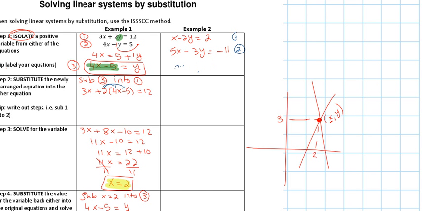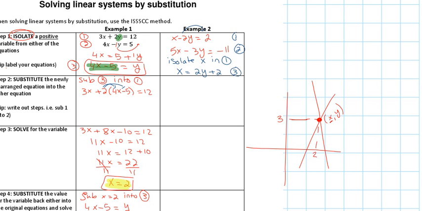Okay, so I want to isolate for x in equation 1. So what do I do to isolate for that? If I want to leave x by itself, what do I do? 2y. Bring the negative 2y over, what does it become? Not positive. So x equals 2y plus 2. And we're going to call that equation number 3.